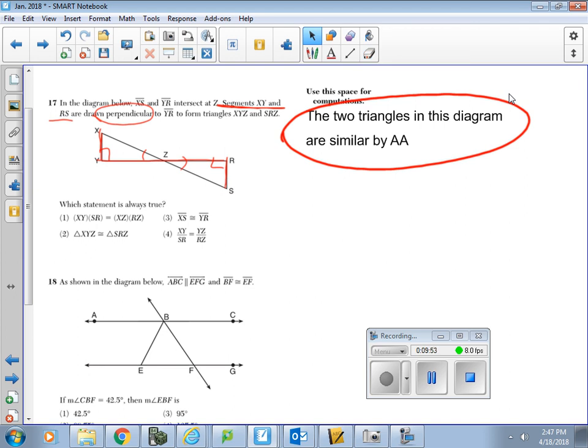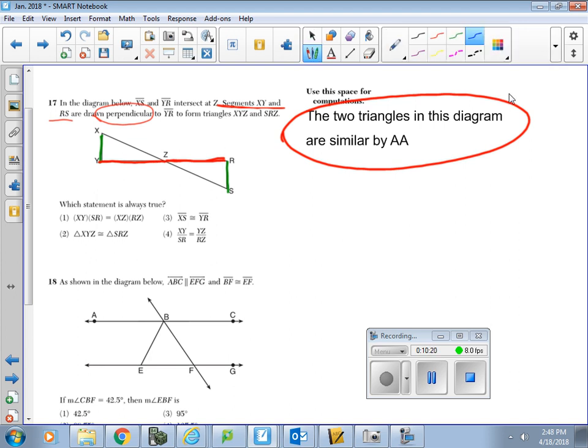All right, so let's look at which statement is always true. So what I'm going to do now is outline the sides that are corresponding, and maybe that'll help us. So we have XY and RS. Then we have RZ, and YZ.